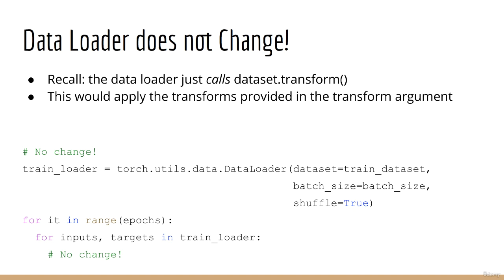Similarly, we should expect that the training loop also does not change. We still have a nested for loop to do batch gradient descent. The first loop is still for i in range epochs, and the second loop is still for inputs, targets in data loader. The only thing to be careful about is that while you do want to augment the training set, you probably don't want to augment the test set. Otherwise, you'll get a different answer each time you evaluate it, which is undesirable.